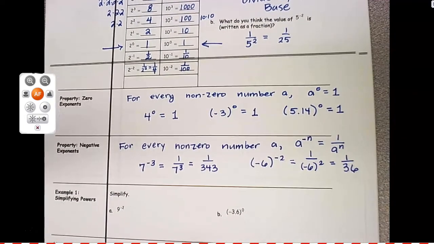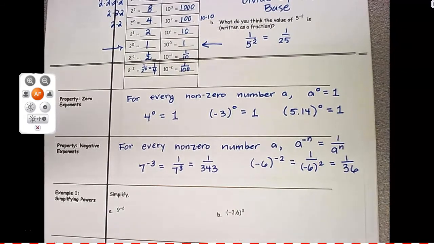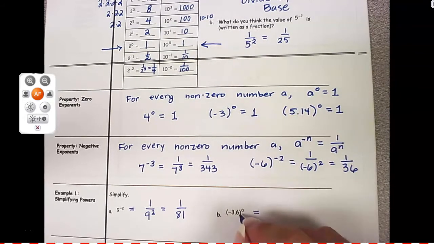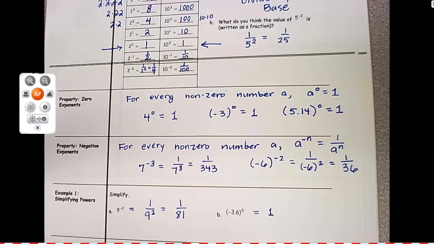And negative 6 squared, which is negative 6 times negative 6, turns out to be a positive. So for my teacher-led examples, we're going to do a couple. And if you feel like you already know how to do these, you can pause the video and just check your answers. So 9 to the negative second, I'm going to take 1 over 9 squared, which is 1 over 81. And then I've got my zero power property. Anything to the 0 power is always 1.